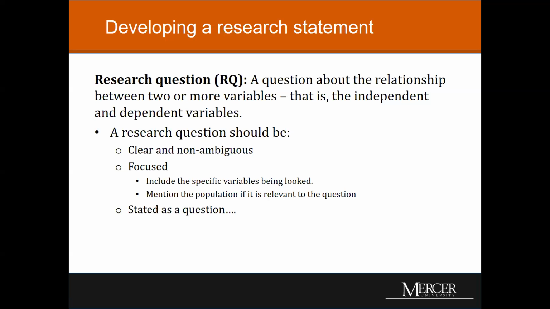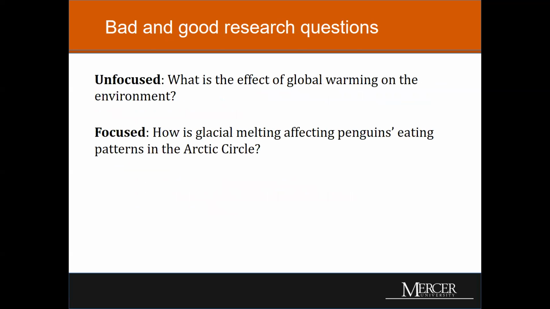A research question should be clear and non-ambiguous. And so you don't want to say, we're looking at the effects of treatment. We're looking at the effects of mindfulness training. Well, you're looking at the effects of mindfulness training on what? So this needs to be specific and focused. It's going to include the variables and the population if you have a specific population that you're interested in. And obviously, it's going to be stated as a question.